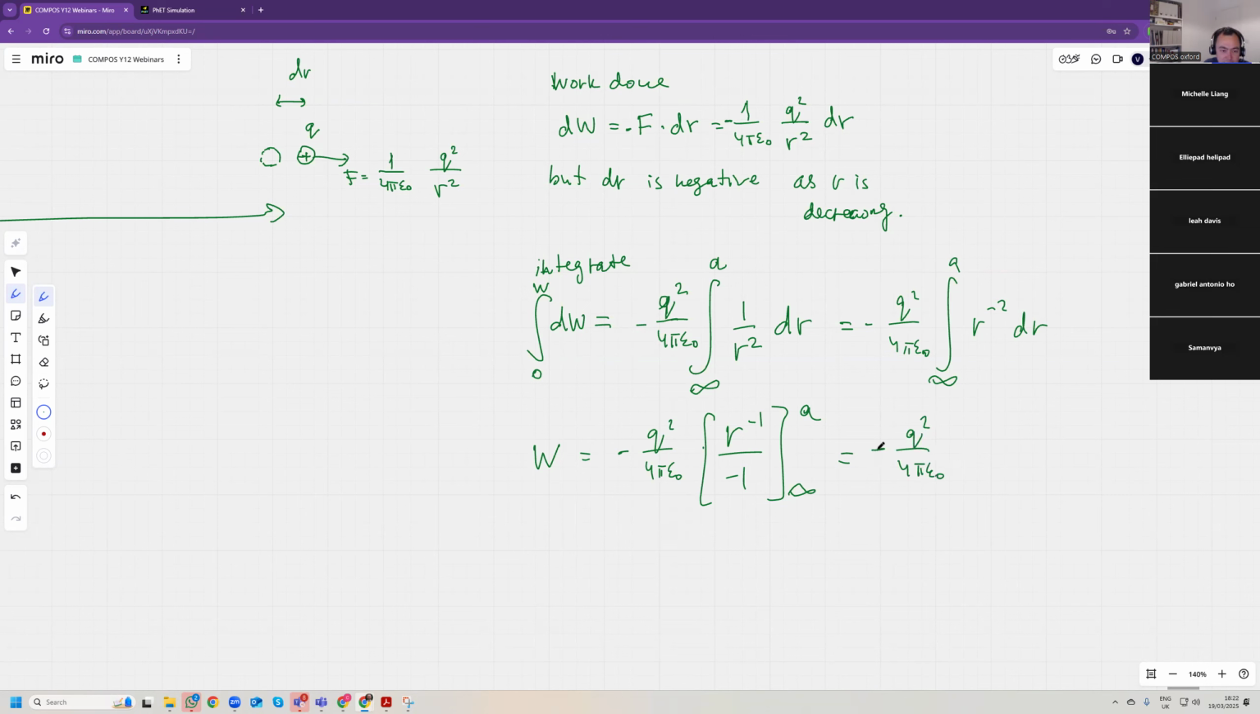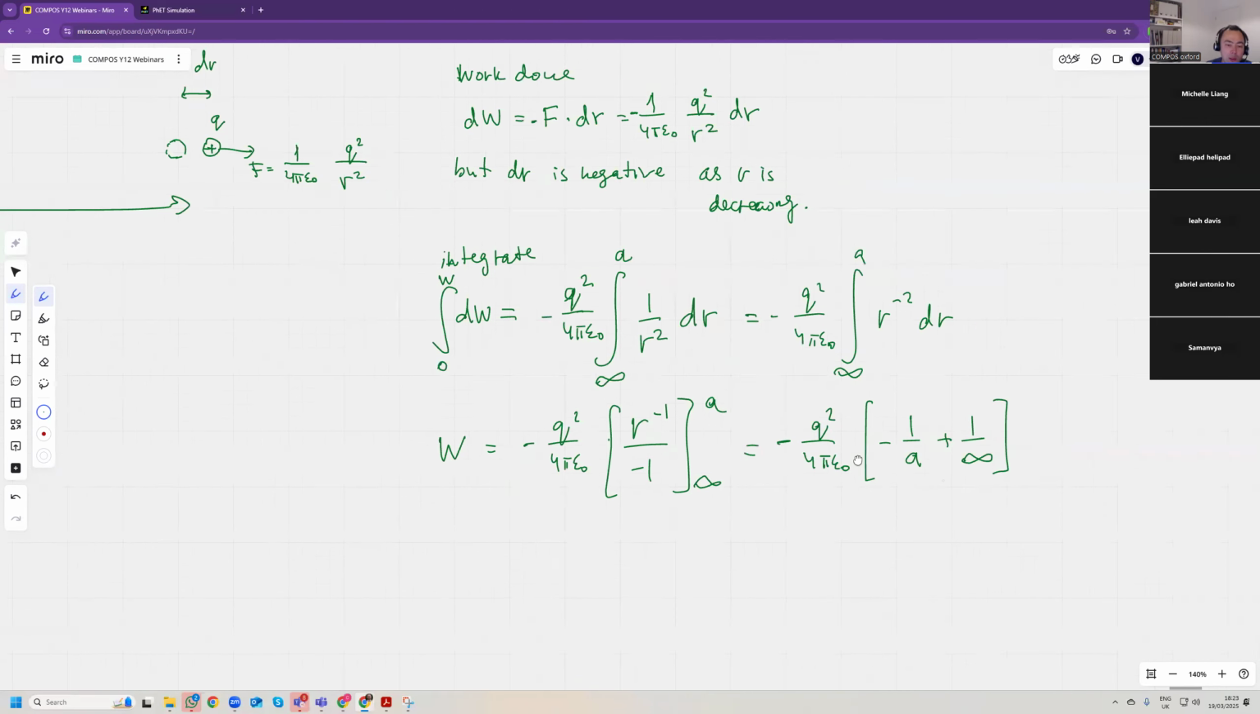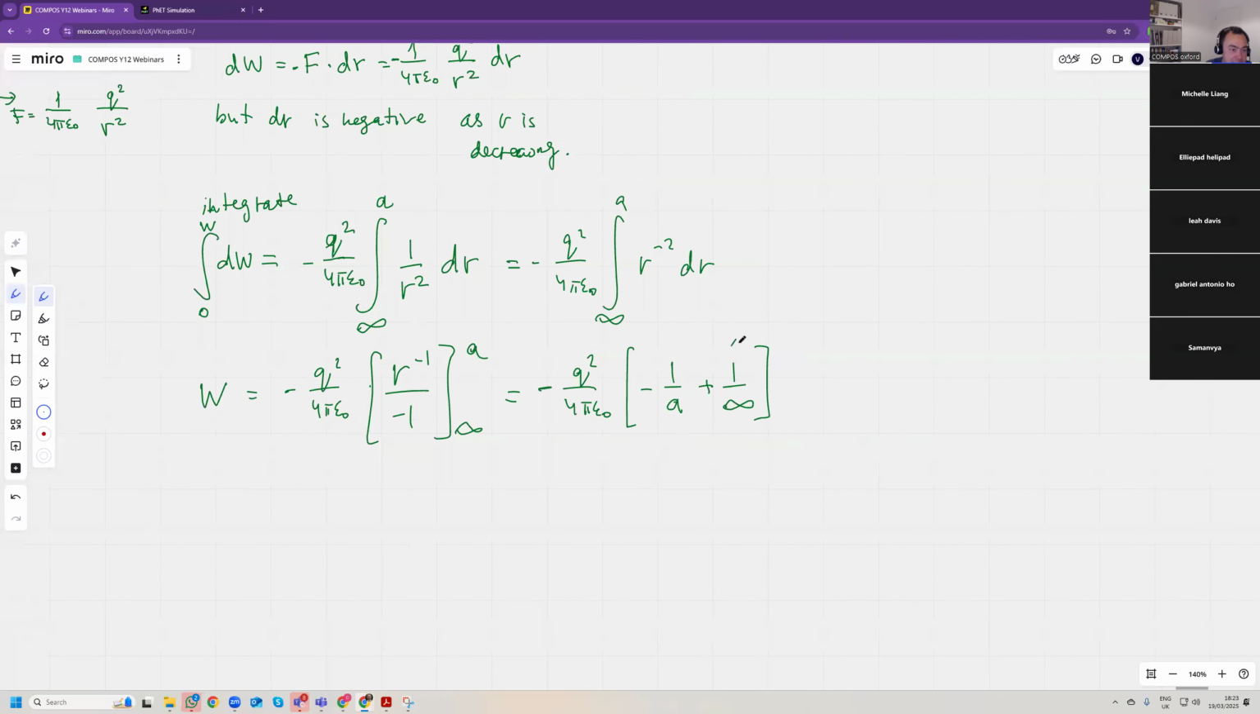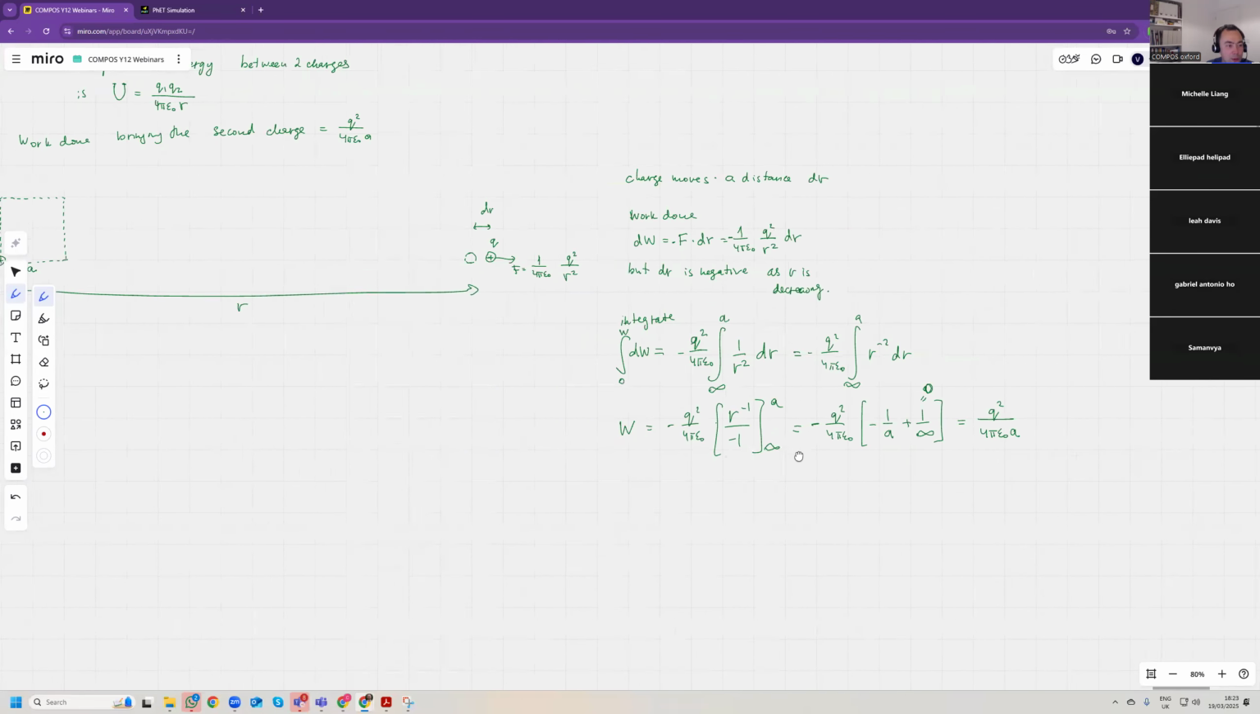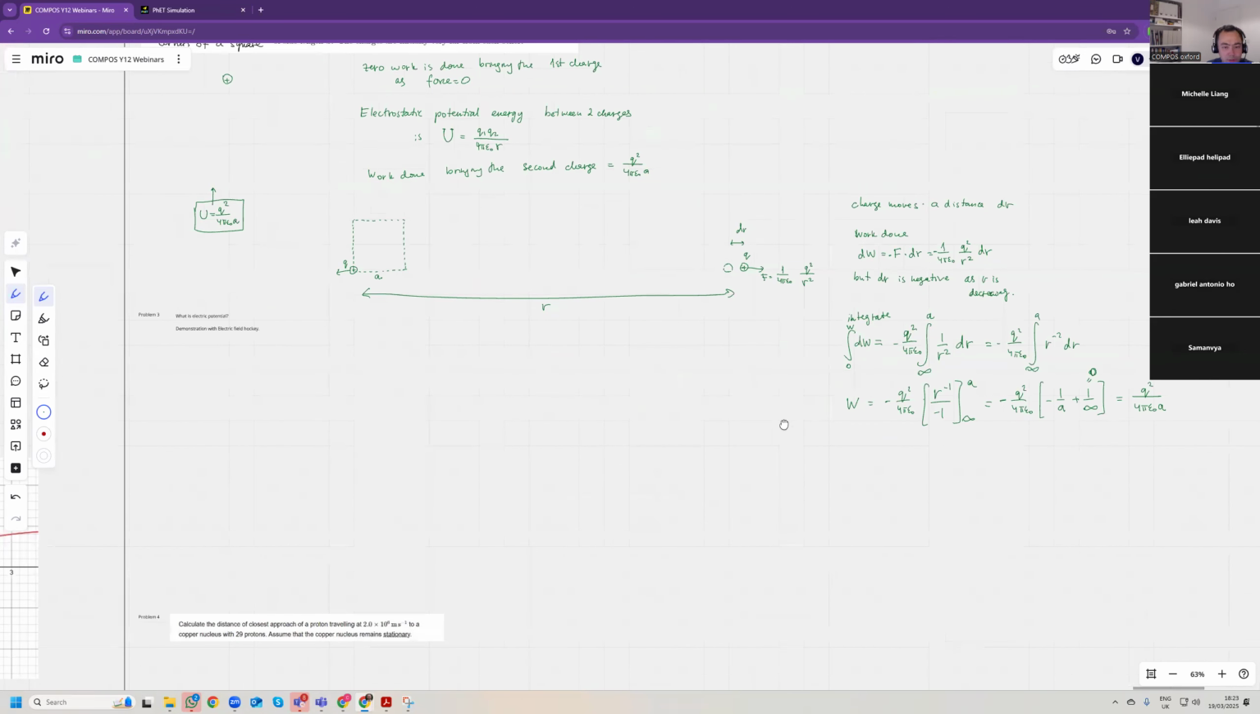Okay, let's keep the minus for now. Minus 1 over a plus 1 over infinity. 1 over infinity is 0. And we have this multiplied by minus, which makes it q squared over 4 pi epsilon naught a. That is the work done, and hopefully I managed to convince you.